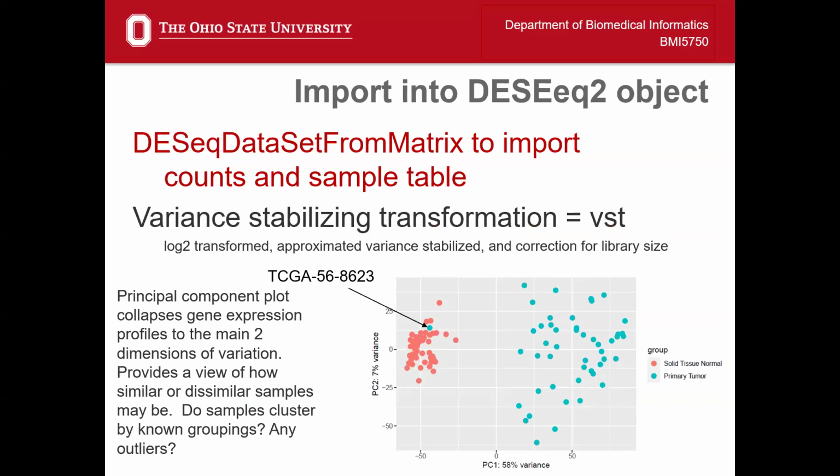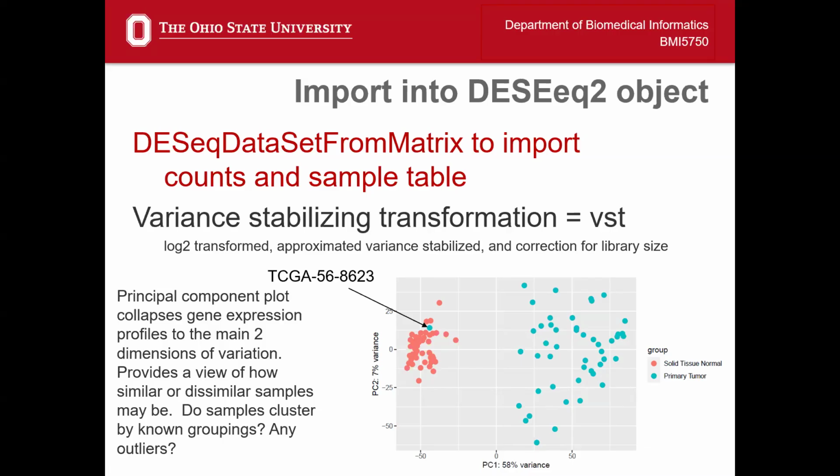So we talked about importing our objects into DESeq2. The first thing we're going to do with that data is apply a variance stabilizing transformation to it. This is just an additional normalization on top of the previous normalization. It's going to log2 transform the data and stabilize some of the variance. And it's this VST normalized data that we're going to put through a principal components analysis.